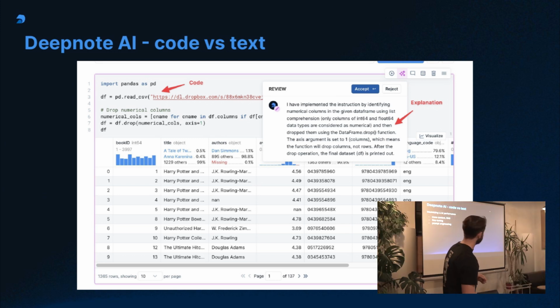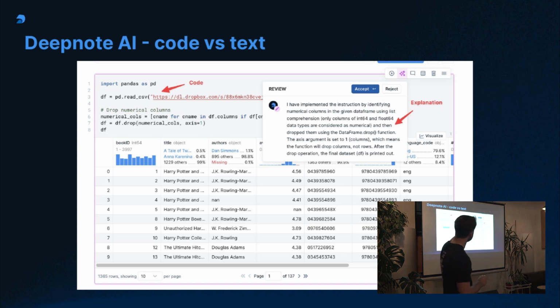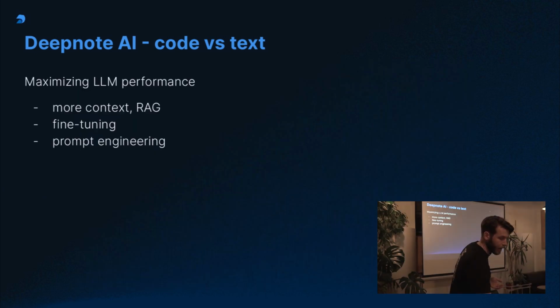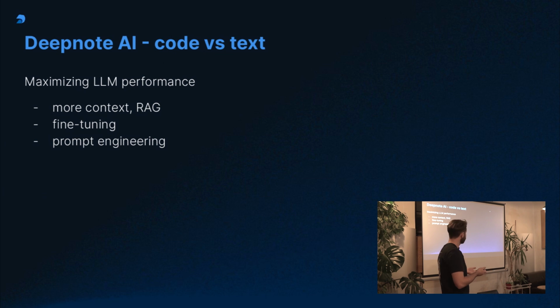So, taking a step back, this splitting of code and text explanation, this is what I want to share with you in a little bit more detail today. What we actually wanted to do is maximize LLM performance. We all know that LLMs are non-deterministic, and it's sometimes pretty hard to work with them. We wanted to make sure that we output code and text separately, or somehow in a way that we can separate the two consistently.